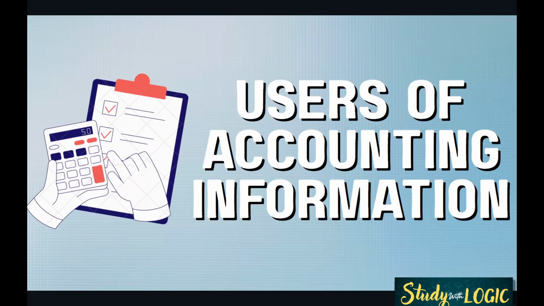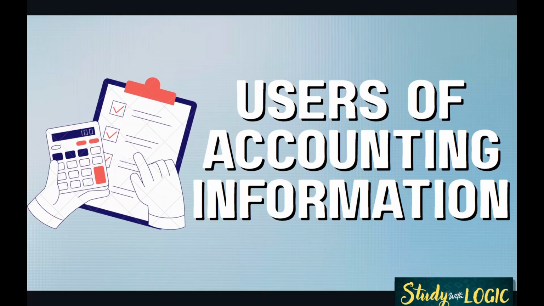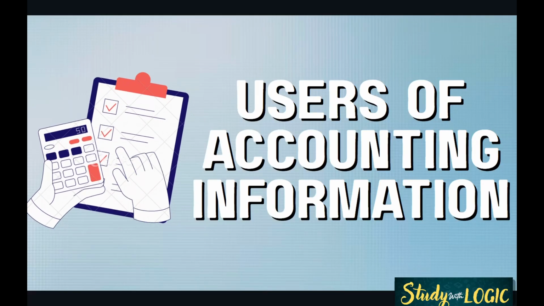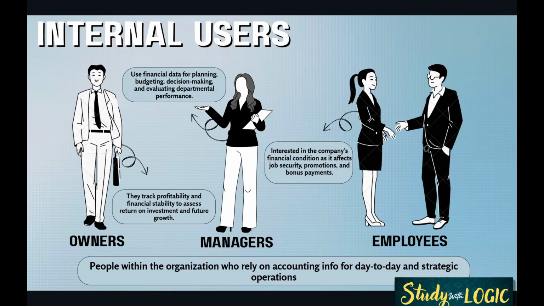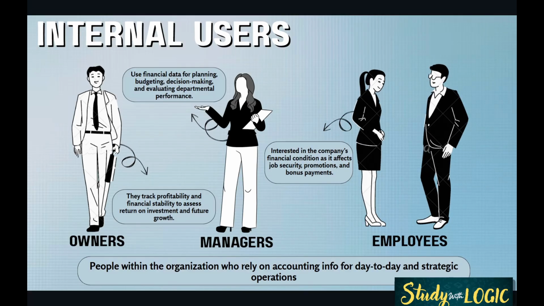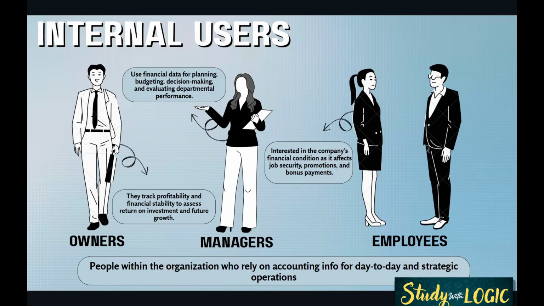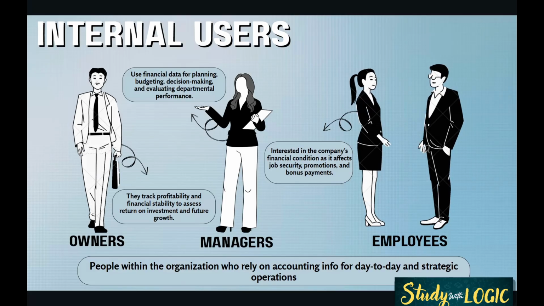Users of accounting information. Let us now understand to whom the accounting information is most useful. There are two kinds of users to whom the accounting information is useful. One is internal users and the next is external users. Under internal users, we have owners, managers, and employees.